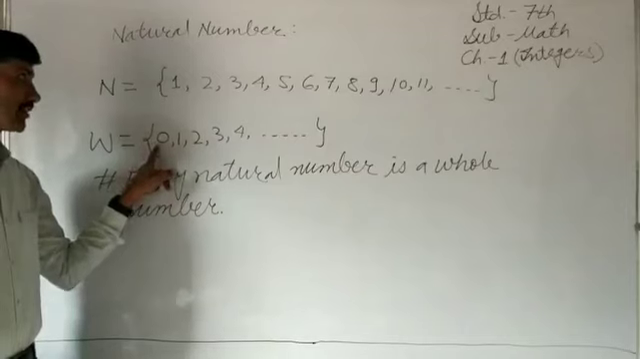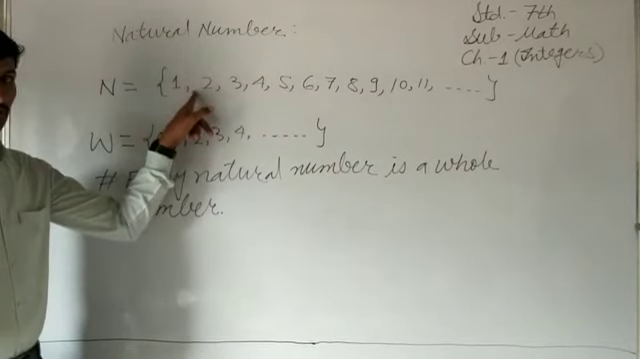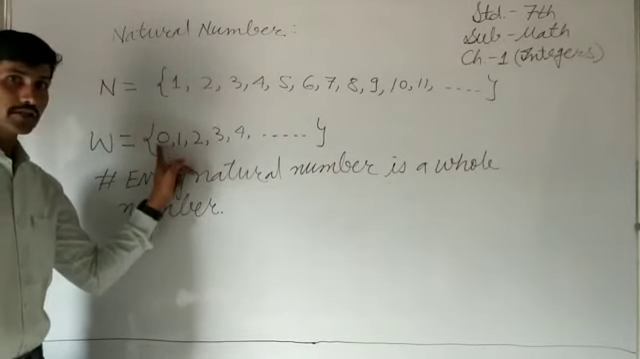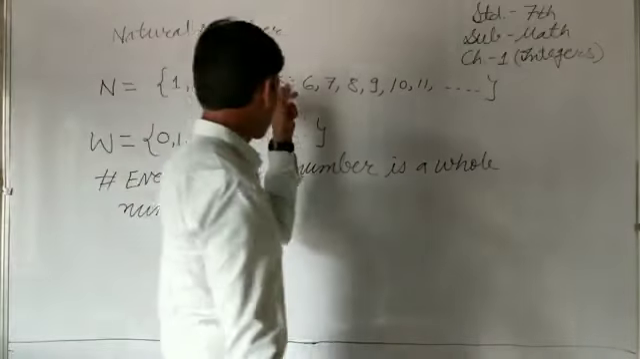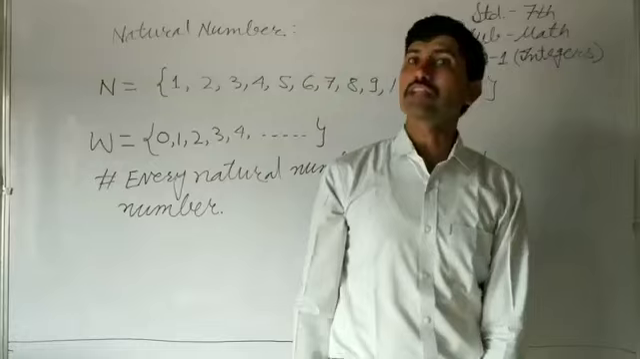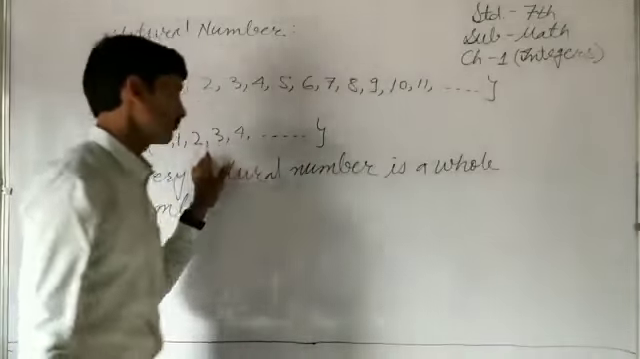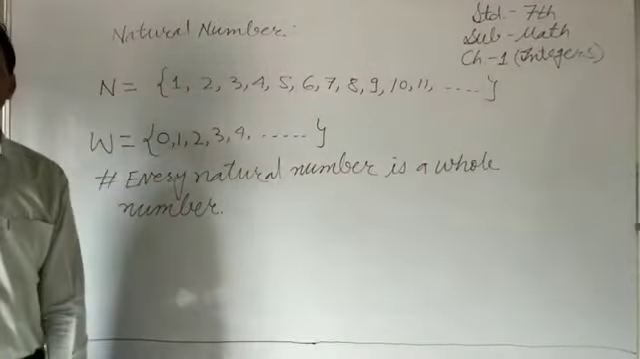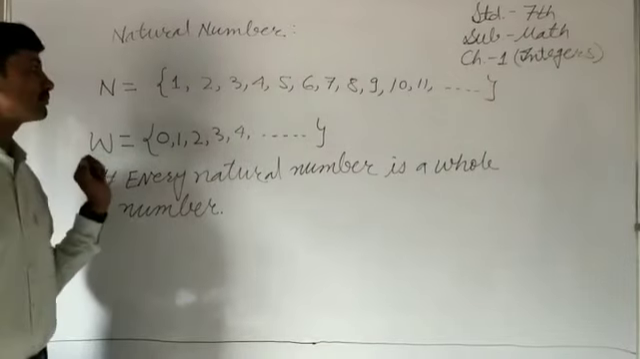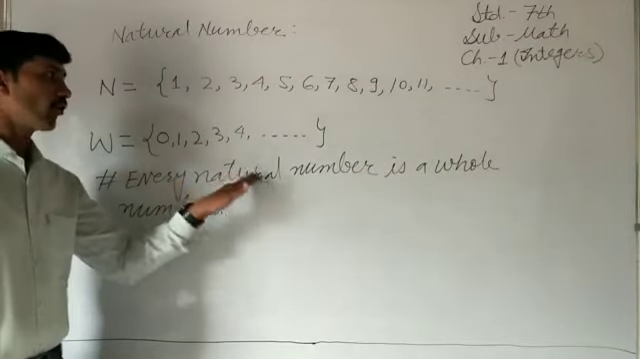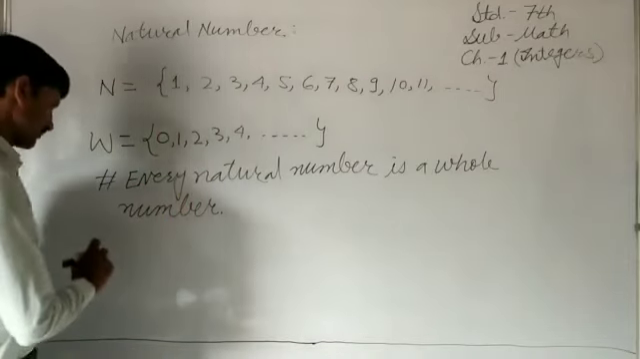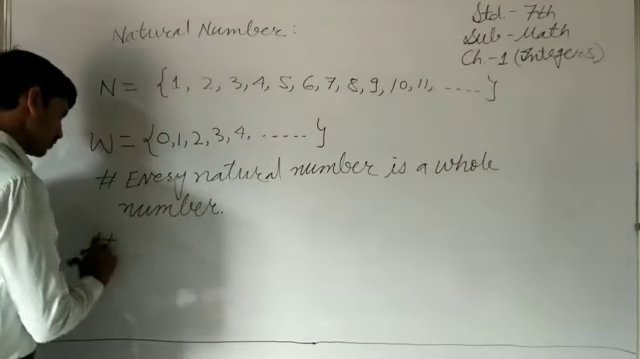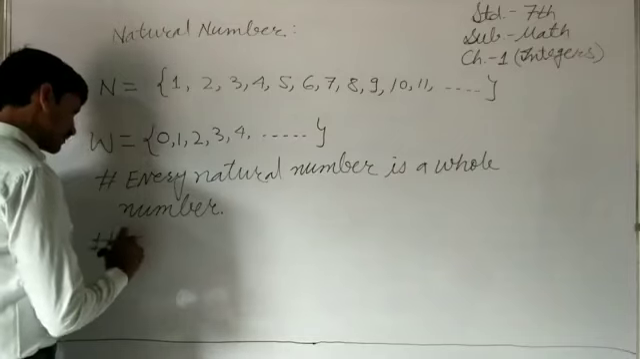But 0 is here, but 0 is not there. So that's why 0 is not a member of that collection. So 0 is a whole number, but it does not come in this collection. That's why it is not a natural number. Only on the basis of this information, we have to keep in mind that every whole number is not a natural number.